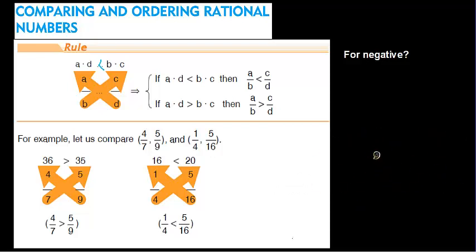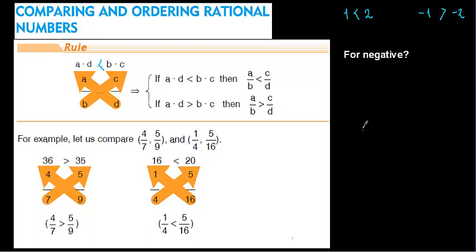Okay, now for the negative numbers. We know that 1 is less than 2, but when you write the negatives of them, -1 and -2, the operation should change. This is less than, it must be bigger than: -1 is bigger than -2.